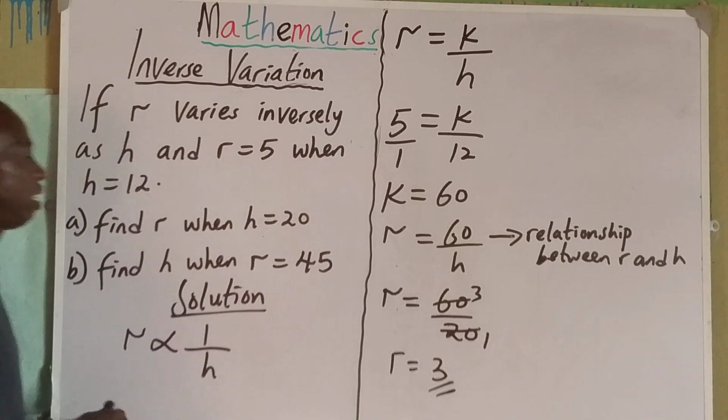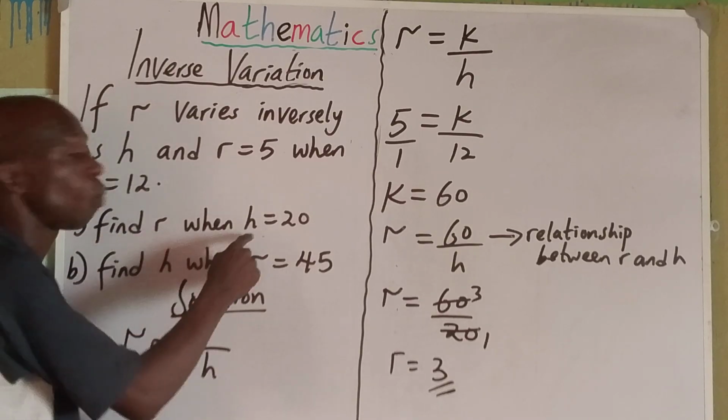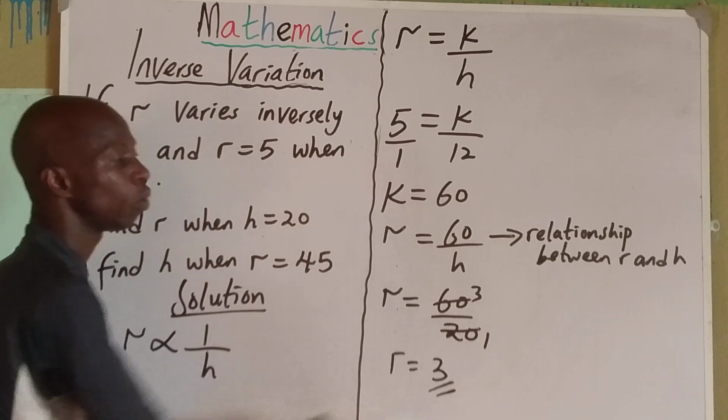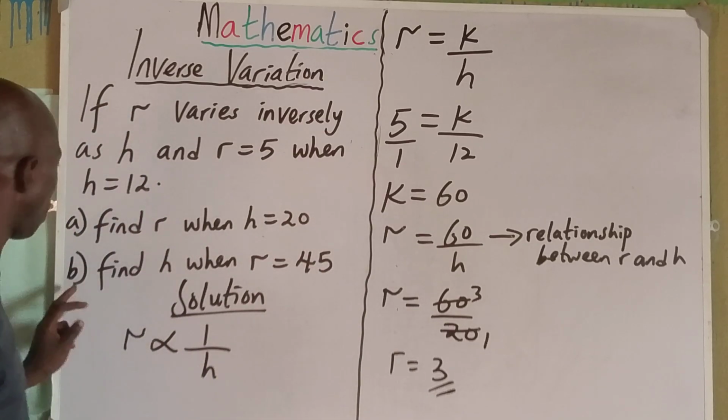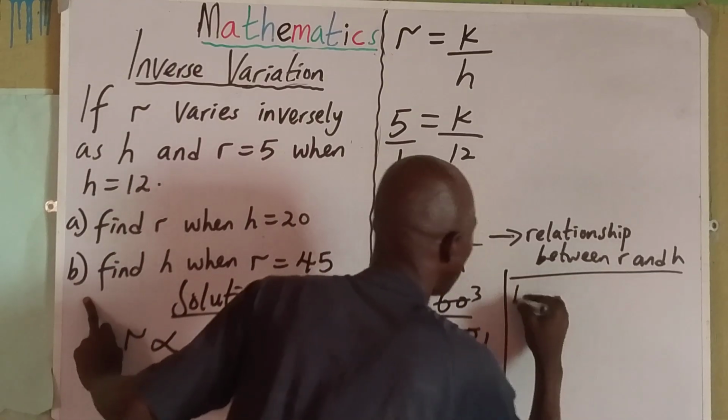Okay, you can see that I've gotten the A part of the question. I'm told to find R when h is 20. It means whenever h is 20, R should be what? 3. Going to the second part of the question, that's the B part of the question.